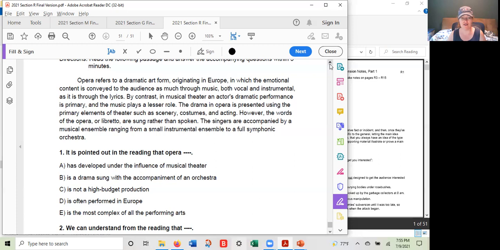Letter E, that opera is the most complex of all the performing arts. So even if that might be a personal opinion, that was not spoken of in the passage. So letter E needs to be eliminated.